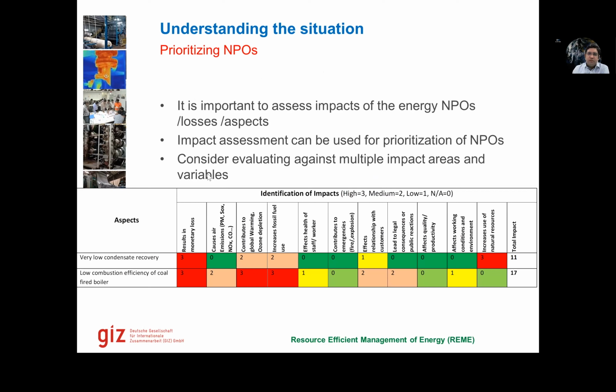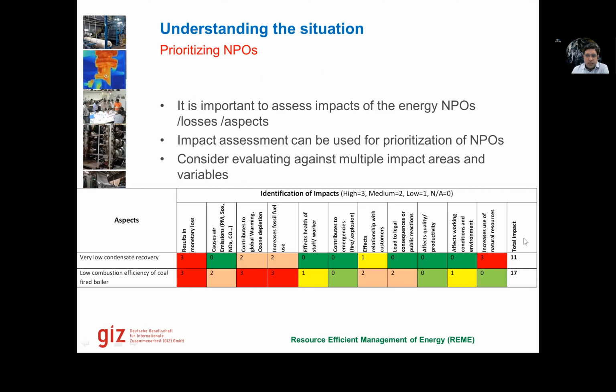For example, this matrix requires us to rate measures on the left hand side, or the aspects of the NPOs, against certain parameters. For example, results in monetary loss, or causes air emission. So this measure, for example, very low condensate recovery or low combustion efficiency of coal-fired boiler. There could be multiple other NPOs as well. We want to see which ones we want to prioritize, and which are the ones on which we can work even later.